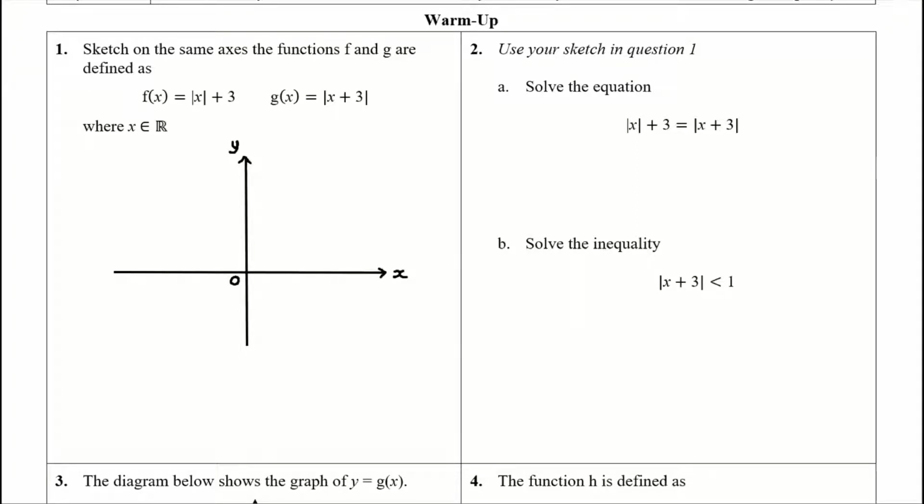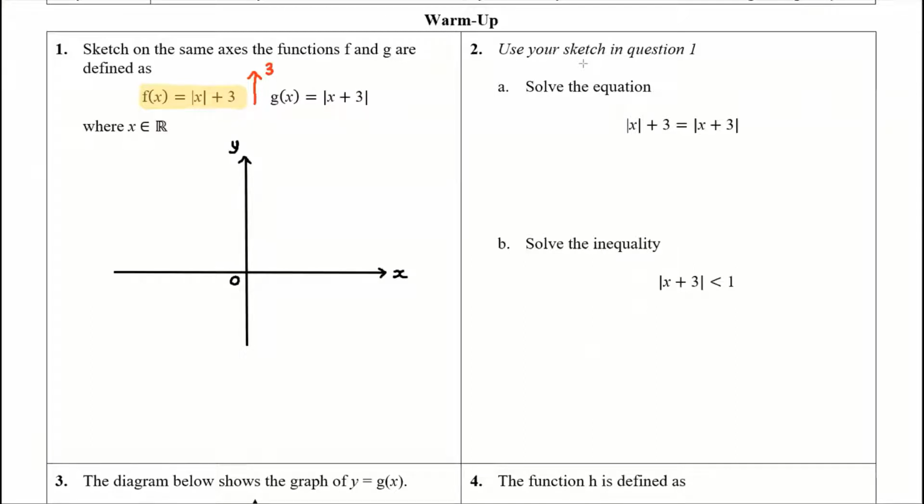So if we look at f of x, we have the modulus of x with 3 added on. So if we consider the modulus of x as the parent function, and then if we add 3, this is a vertical translation of 3 units. So as long as we know what the parent function looks like, this shouldn't be too difficult. So I'll put it on the axes, and I'll do this in blue.